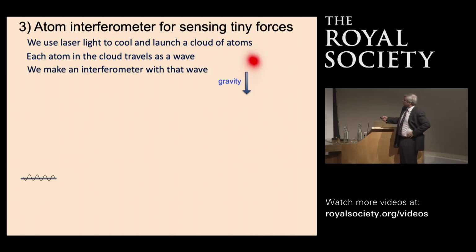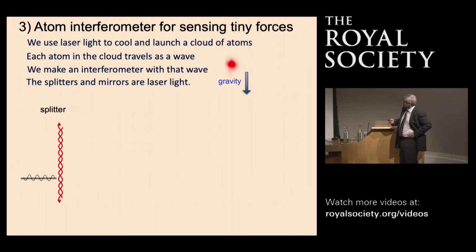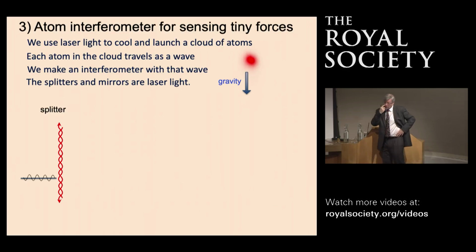And we make an interferometer with that wave. The splitters and mirrors of this interferometer are laser light. So it has a rather appealing symmetry with the first interferometer I told you, the LIGO interferometer, where the wave is light and the splitters and combiners are made of matter. Here, the wave is matter, and the splitters and combiners are made of light.